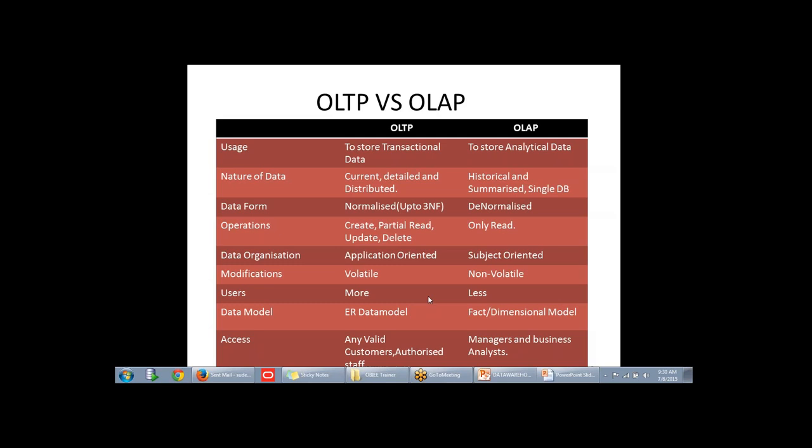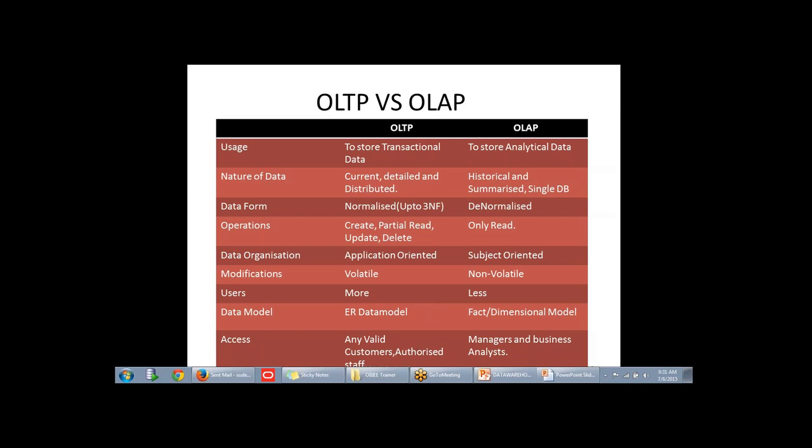And coming to the number of users, it will be more in an OLTP system. Let us say we are working on a project like Amazon, the number of customers for Amazon will be in crores, and the analysis will be done only by business analysts and some people involved in business. They are very limited. So in OLTP, the number of users will be more, whereas in OLAP, the number of users will be very less.